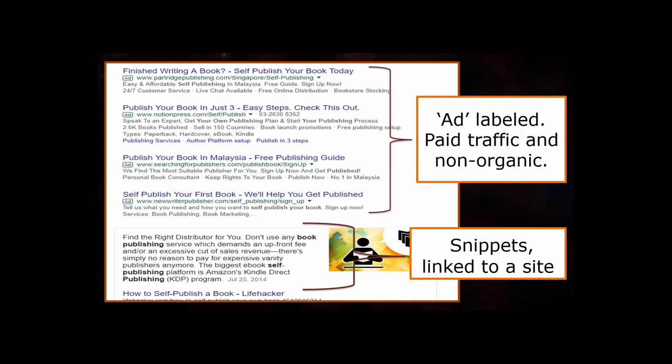Say, for example, you look up in Google browser how to publish your own book or simply publish your book. You'll see up to 10 search results from the first page. As you can see, the first 4 results have ad labeled beside their link. These are paid traffic ads or simply non-organic results. Further down, as mentioned before, you may even see snippets linked to a site.